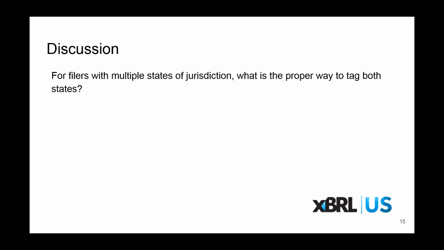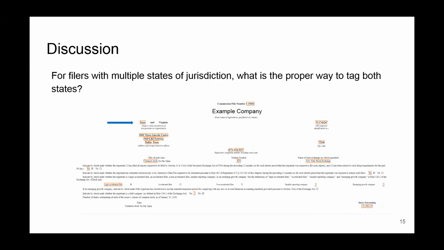I want to switch gears and talk a little bit more about cover page tagging, but this time about jurisdictions. So for filers with multiple jurisdictions, what's the proper way to tag the states? And I'll put an example here on the screen so you can see what I'm talking about. This example company has the state of jurisdiction listed as both Texas and Virginia.